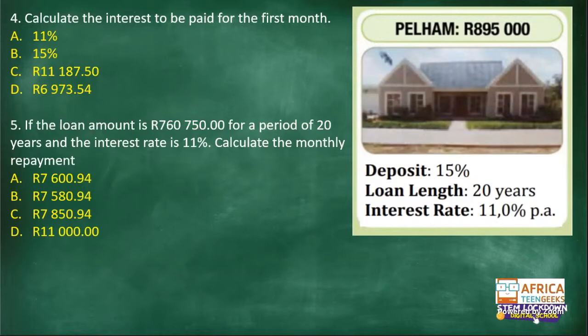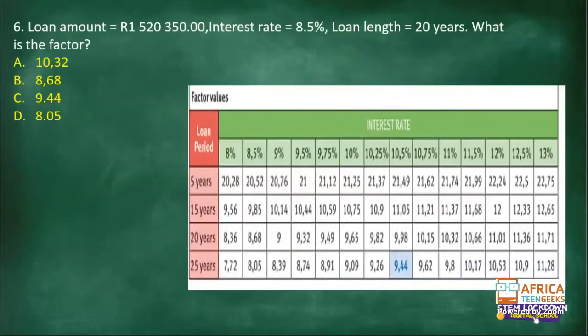And of course, we also have to calculate the amount which will be paid monthly. Once again, you can use the formula to calculate the monthly amount that you will pay as far as the loan is concerned. Now, the loan amount of 1 million rands, 520,350, is given there. And then we have the interest rate, which is now 8.5%, and the length of the loan is 20 years.